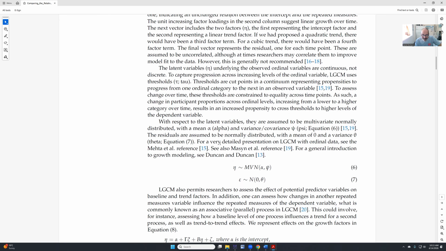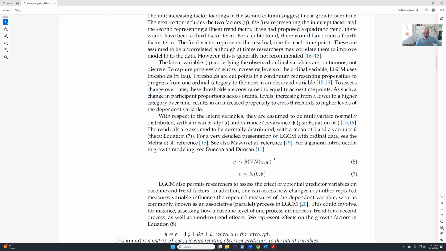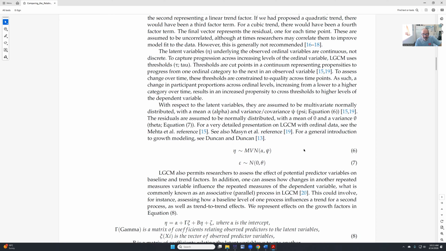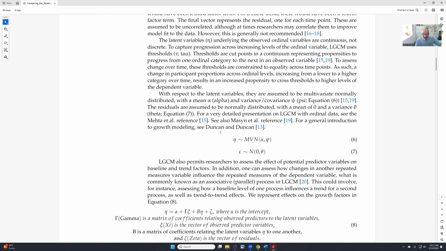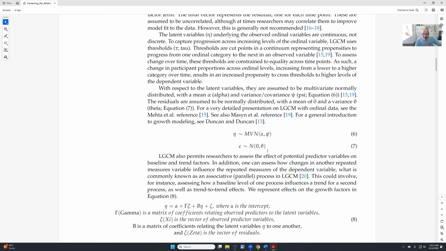So I'm not doing a very deep dive into everything here. I do suggest reading this outstanding work by Maida et al. and Mason. Mason worked with Muthén, who's the one who developed the Mplus software. I think she was one of his students. So there's some really good introductions into working with ordinal data and latent growth curve modeling. But if you need a general introduction to latent growth curve modeling, you can also see Duncan and Duncan, a good book that you can use.